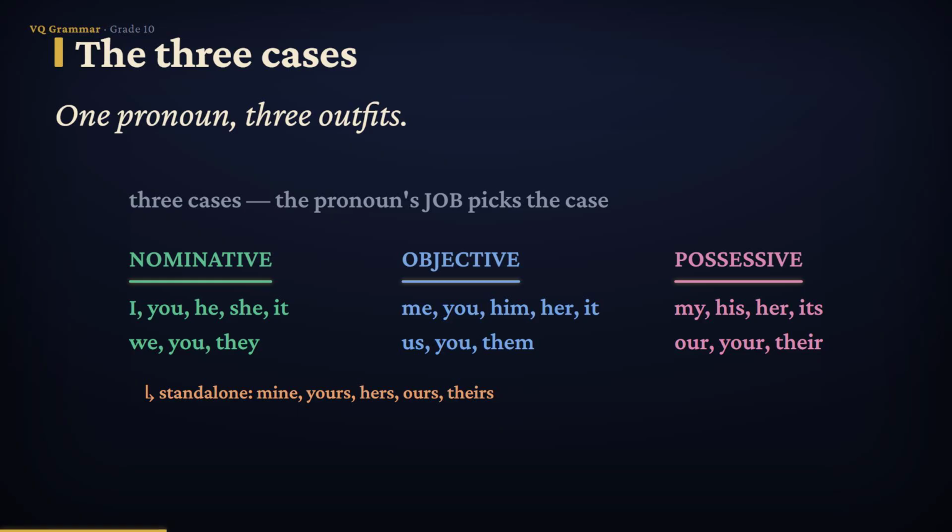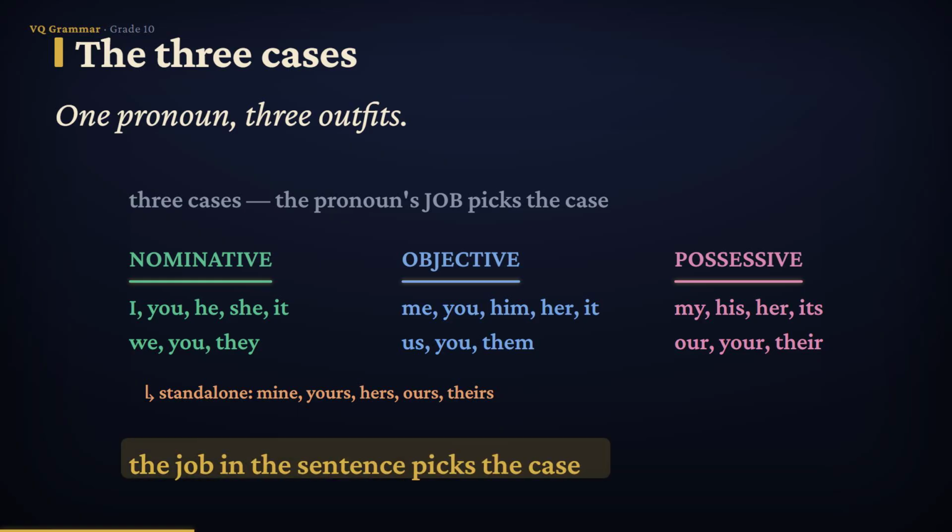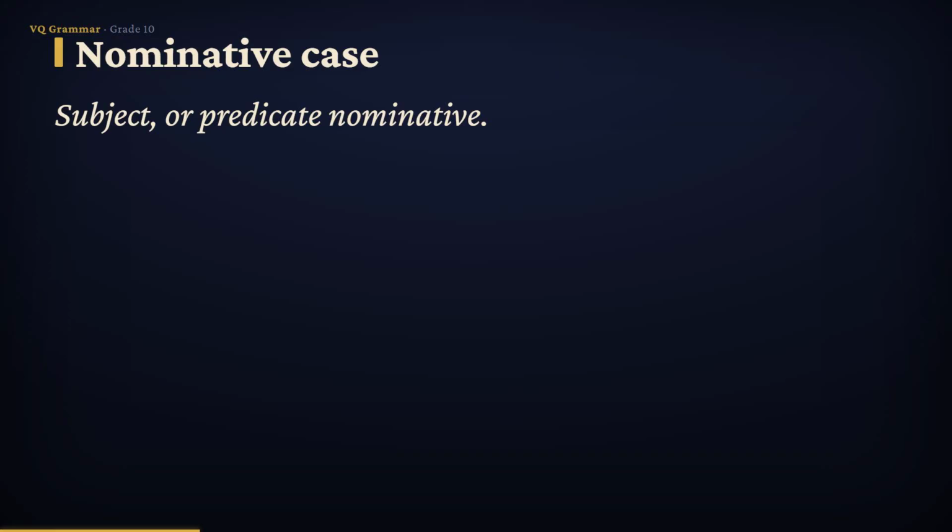Now take a second and look at the pattern. I and me are the same pronoun wearing different clothes. So are she and her, we and us, they and them. The meaning never changes. What changes is the work the pronoun is doing, and the job in the sentence is what picks the case. Let's take the cases one at a time, starting with the nominative.